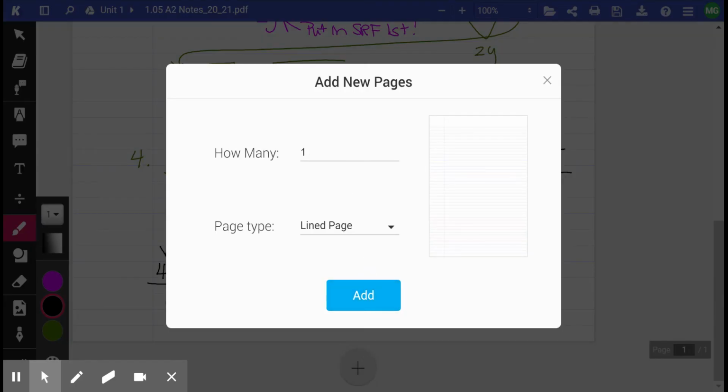Okay. The next one, let's see if I can add a couple pages here.